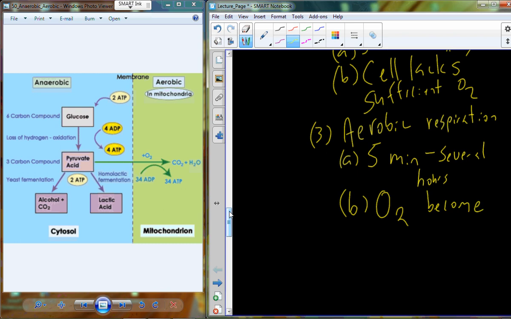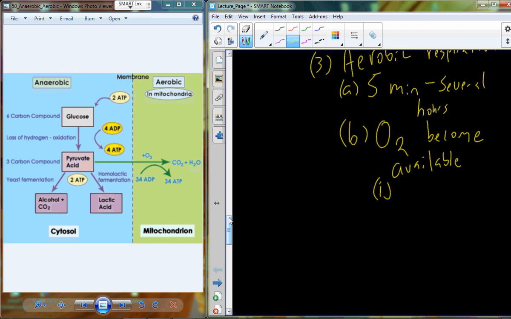We preferentially shift to aerobic respiration when oxygen becomes available. And that oxygen becomes available either because workload is decreased to a more adequate oxygen availability supply, or your breathing rate is sufficiently accelerated to move in enough oxygen for adequate aerobic respiration.